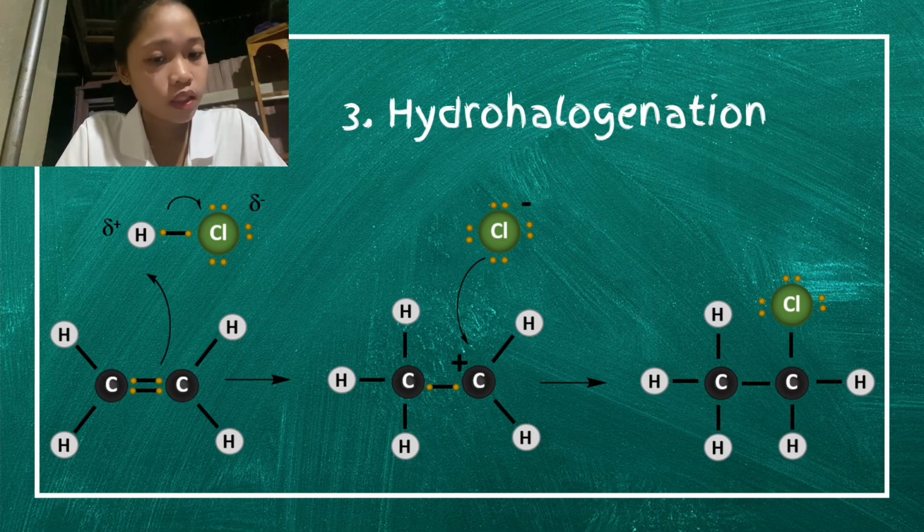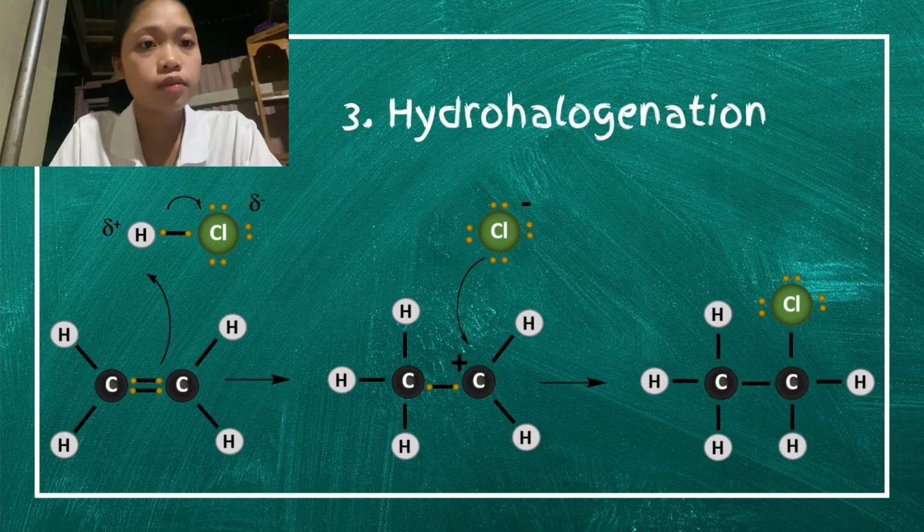So then we will end up with a molecule where the once double bonded carbons are now going to be single bonded to each other. So one of these carbons has now a new hydrogen atom attached to it, and the other carbon has now a chlorine atom attached. So that's the process of hydrohalogenation.